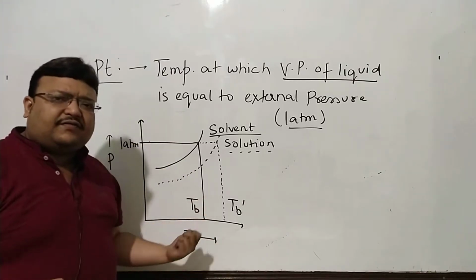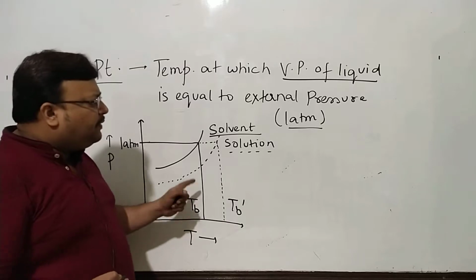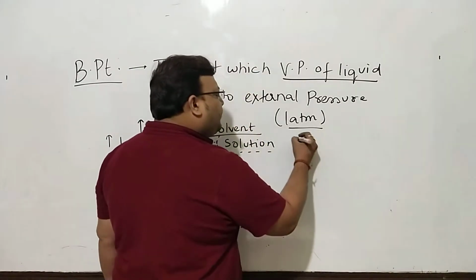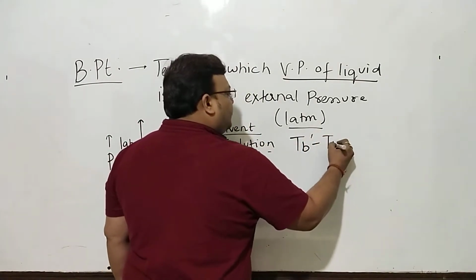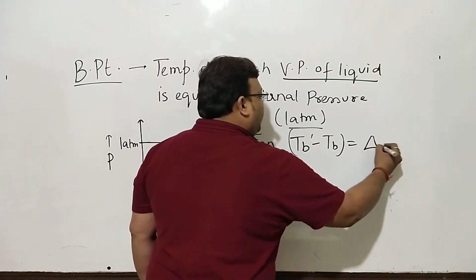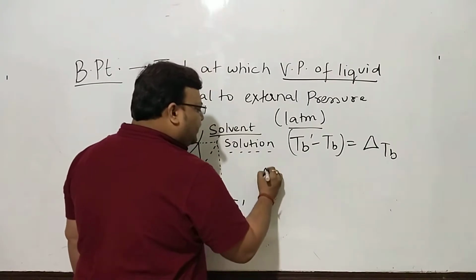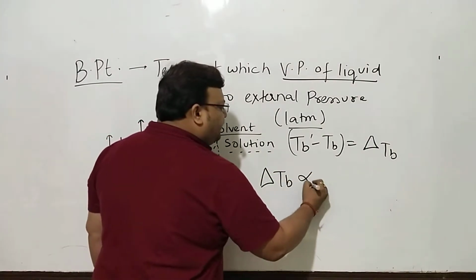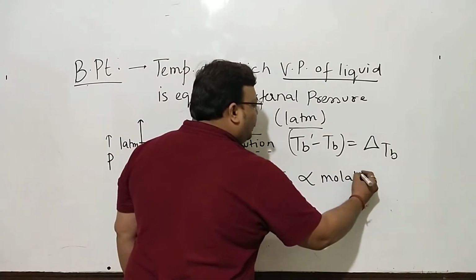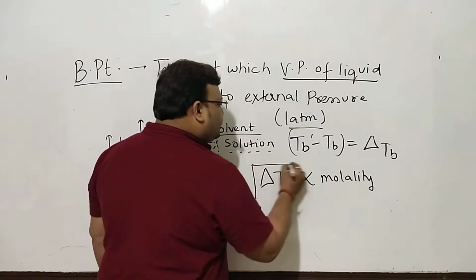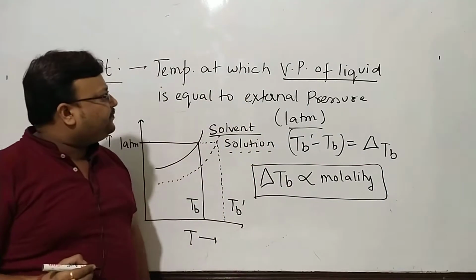So this is very easily understood. TB prime is more than TB. And the difference between TB prime and TB will be called delta TB, which is the elevation in boiling point. This elevation in boiling point is found to be proportional to molality of the solute. So this is what makes it a colligative property.